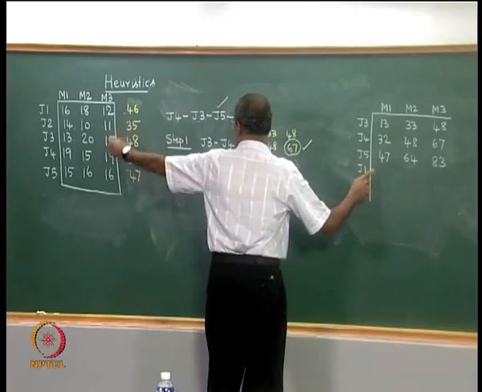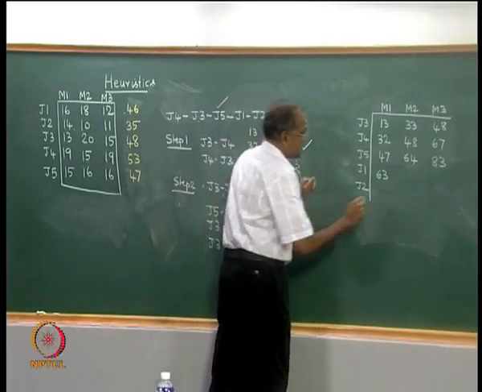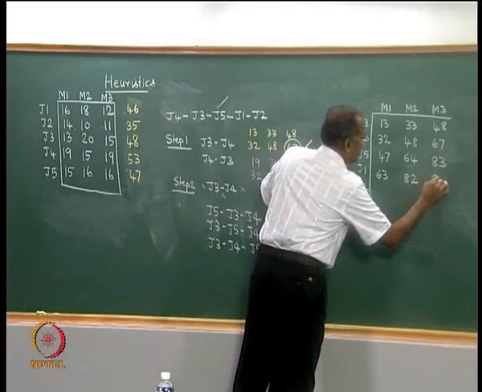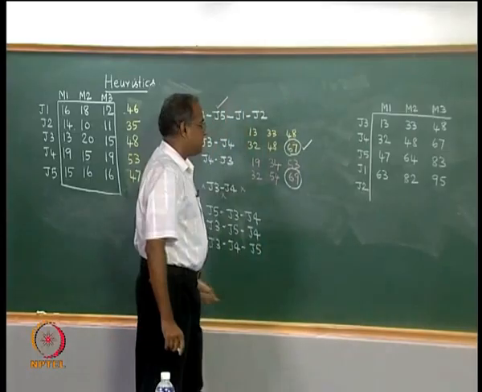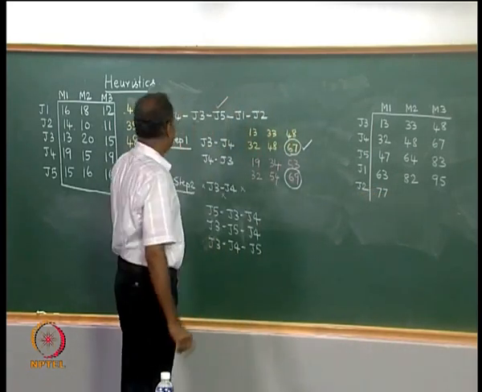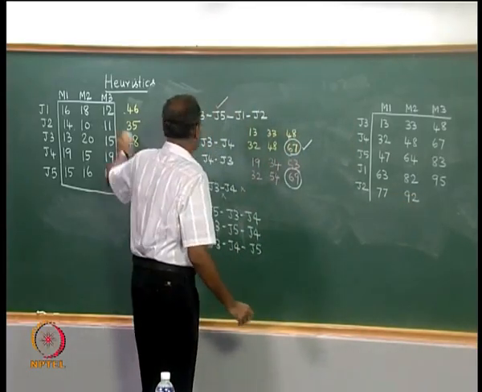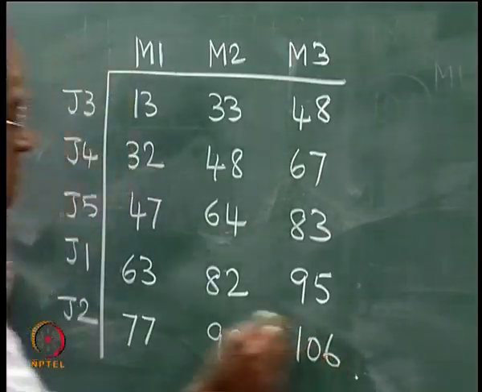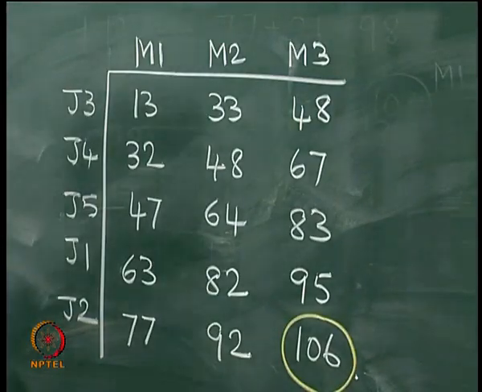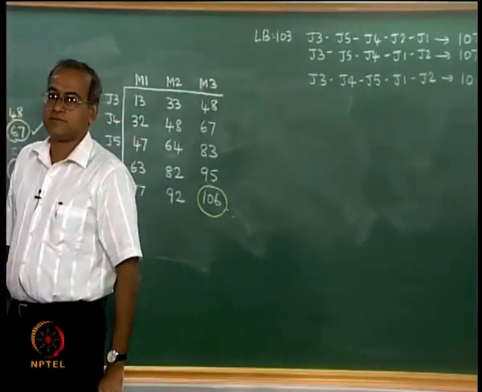Then comes J1, starts at 47 plus 16, 63, waits till 64, 64 plus 18, 82, waits till 83, takes another 12 and finishes at 95. J2 starts at 63, takes another 14, finishes at 77, waits till 82, takes another 10, 92, waits till 95, takes another 11 and finishes at 106. So the makespan here is 106, which is better than the 107 that we got. So we have a makespan of 106.